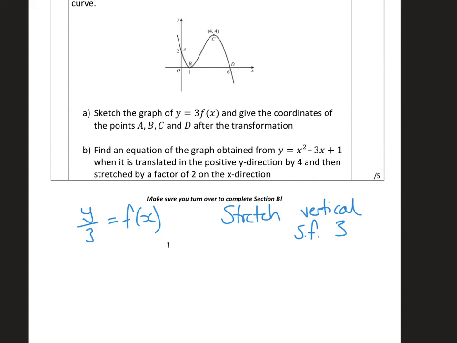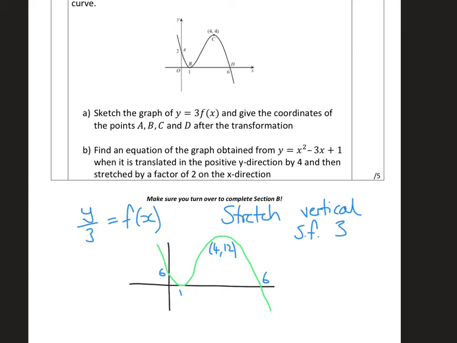So when I sketch my new graph, the shape's going to be the same. It's just going to shoot up by a factor of 3. So let's look at the coordinates. A is not going to be 2 anymore. It's going to shoot up by 3. It's going to be 6. B is still going to be 1. C is going to be 4, but then the y coordinate is going to shoot up by 3, so it's going to be 12. And D is still going to be at 6.